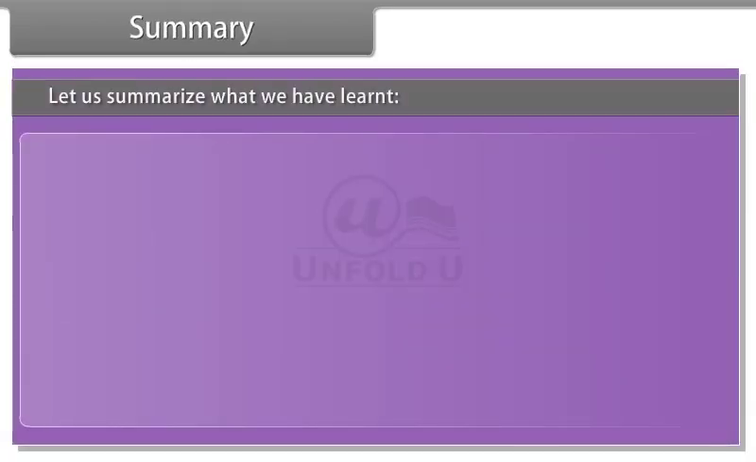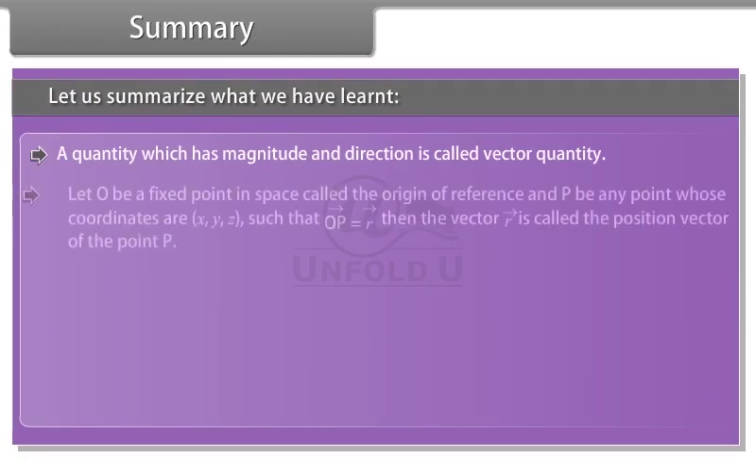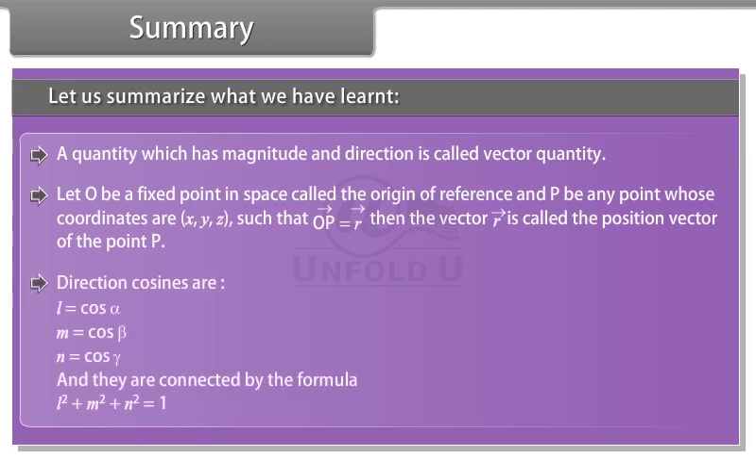Let us summarize what we have learned. A quantity which has magnitude and direction is called a vector quantity. Let O be a fixed point in space, called the origin of reference, and P be any point whose coordinates are x, y, z such that vector OP is equal to vector R. Then the vector R is called the position vector of the point P. Direction cosines are l equals cos alpha, m equals cos beta, n equals cos gamma, and they are connected by the formula l squared plus m squared plus n squared equals 1.